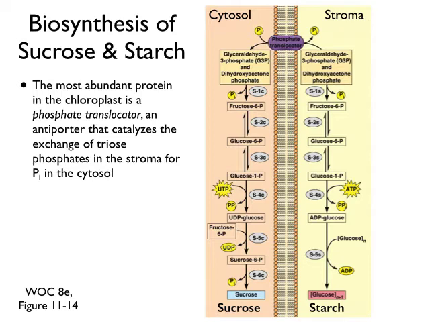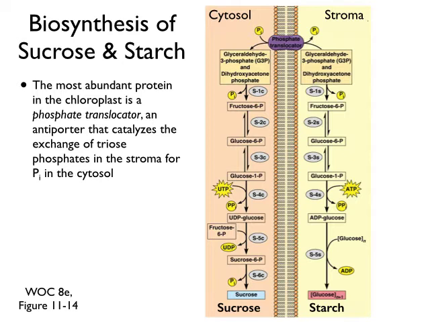If those trioses remain in the stroma, then they can go on through fructose 6-phosphate to make glucose 6-phosphate. Ultimately, there's an isomerization to make glucose 1-phosphate. Some ATP can be used, and this can be polymerized ultimately and added on to a starch molecule. That's on the right in the stroma.